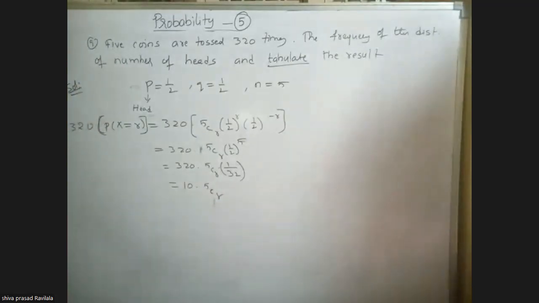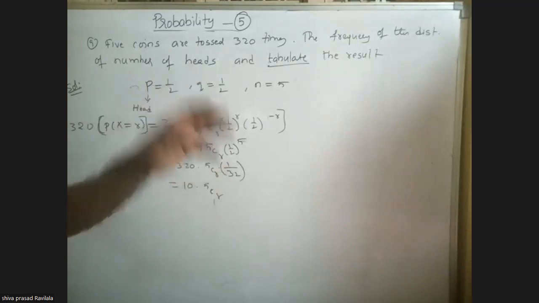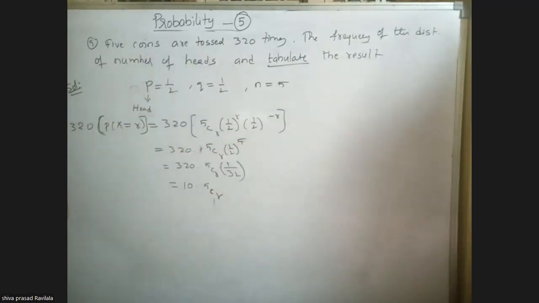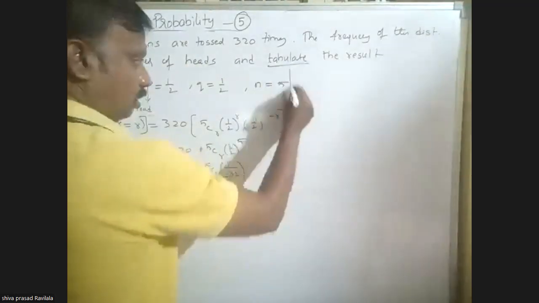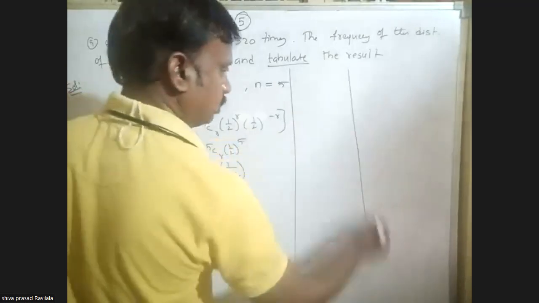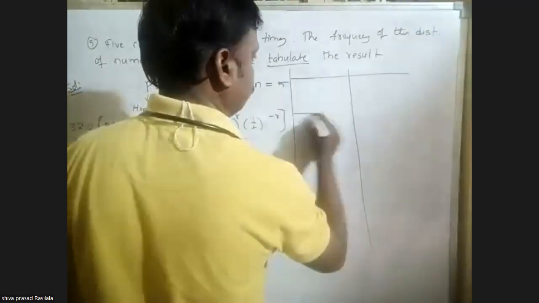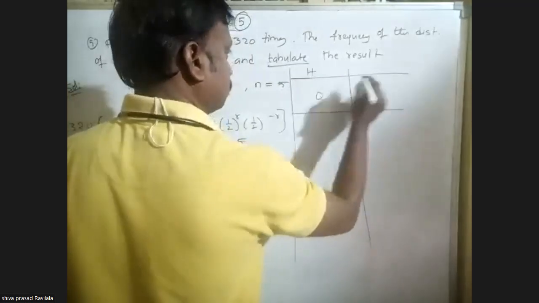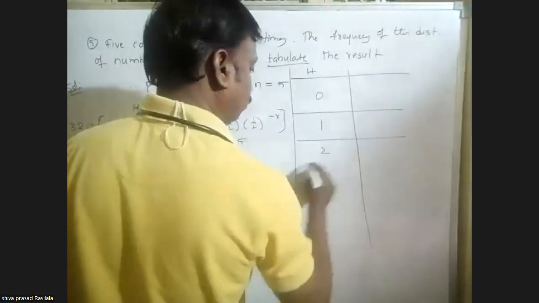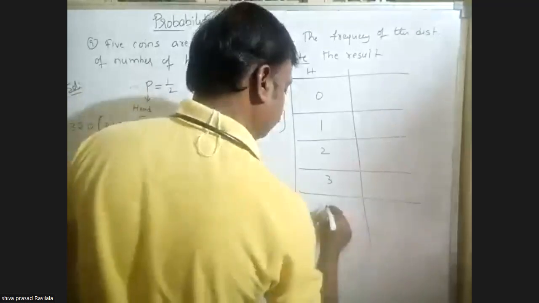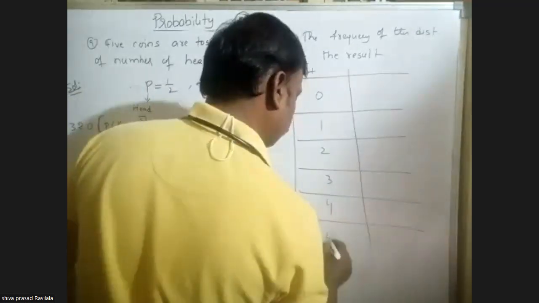That is the probability. And find the frequency of the distribution of number of heads. Frequency means how often it happened. How many heads are obtained? 0 heads, 1 head, 2 heads, 3 heads, 4 heads, 5 heads. For example, when 5 tosses are done, we may get all tails. Write these down as cases: 0 heads, 1 head, 2 heads, 3 heads, 4 heads, 5 heads.